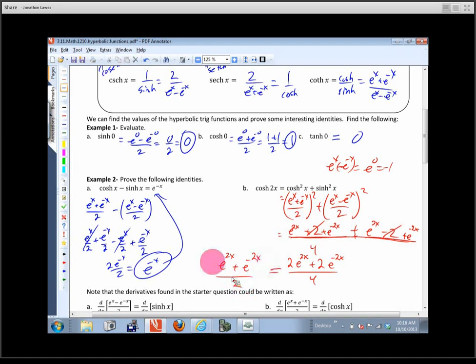Does that look familiar? What was plugged into these exponentials? 2x, okay? And by definition, that's what this would be. Okay, any questions there?